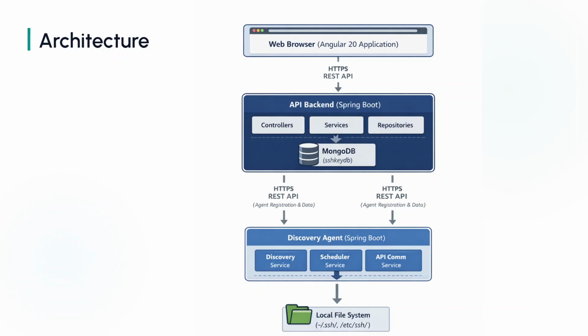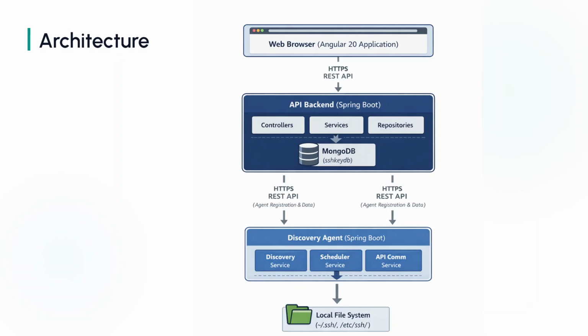The third component is the discovery agent layer. These are lightweight agents deployed across servers. Their responsibility is simple and focused: discover SSH keys locally, extract metadata, and report securely to the API.